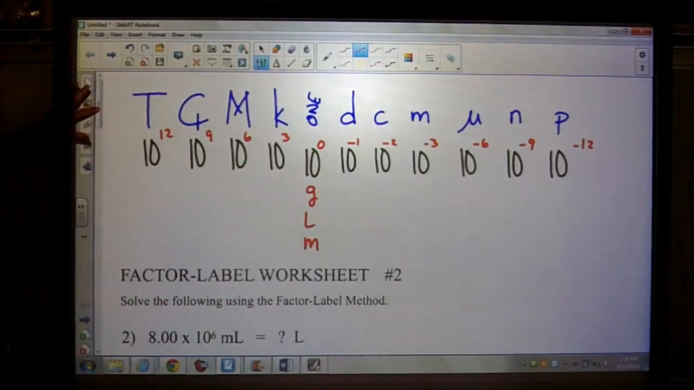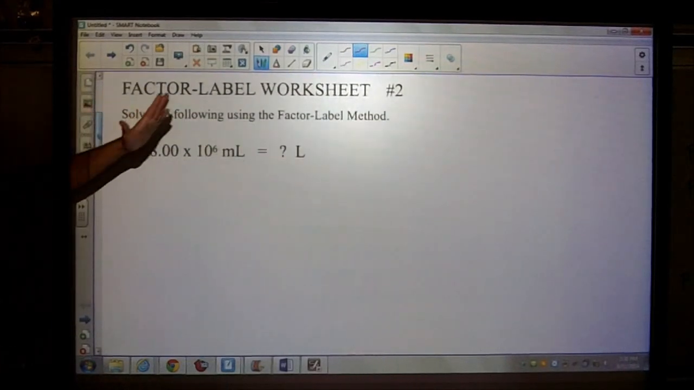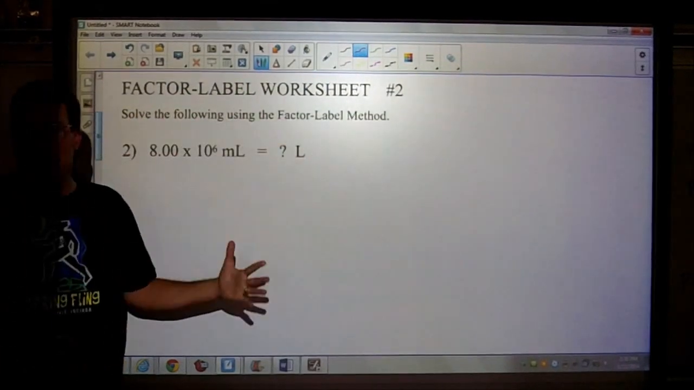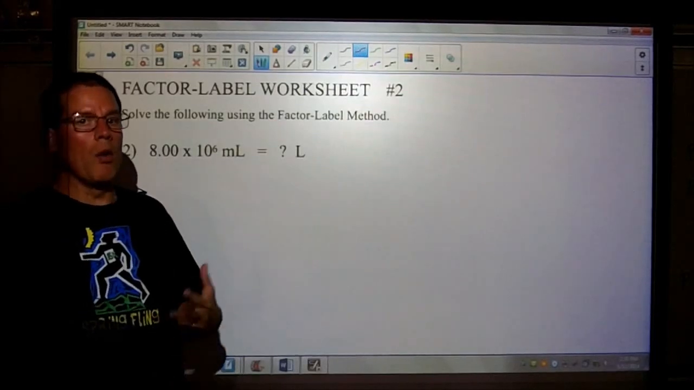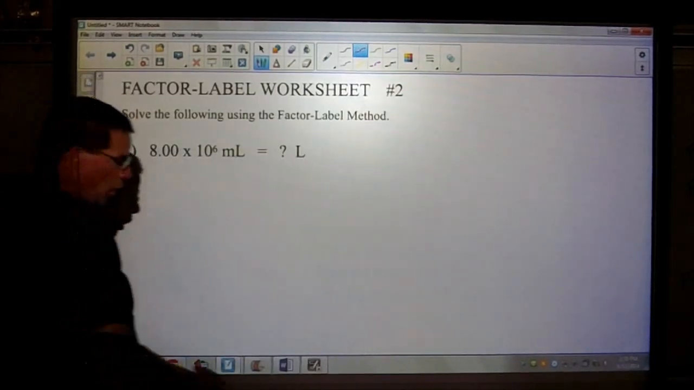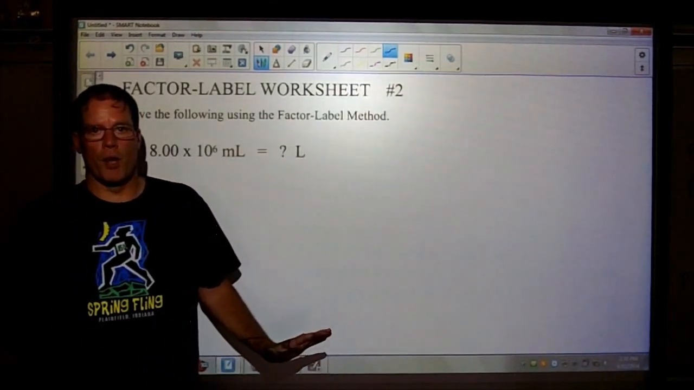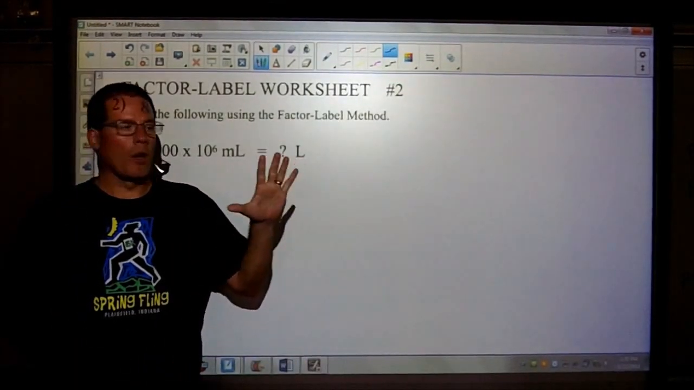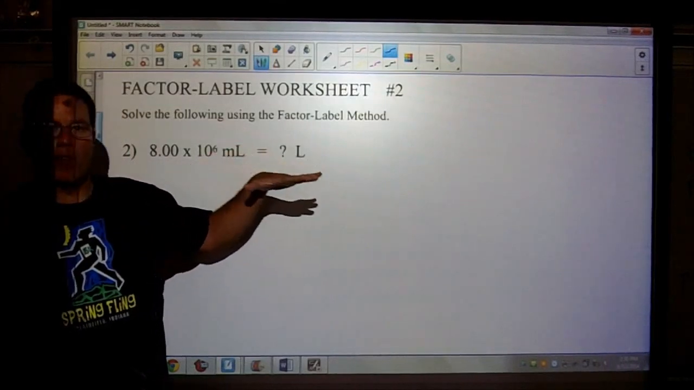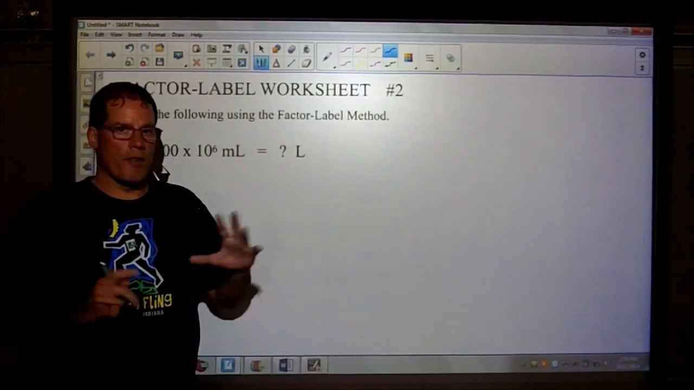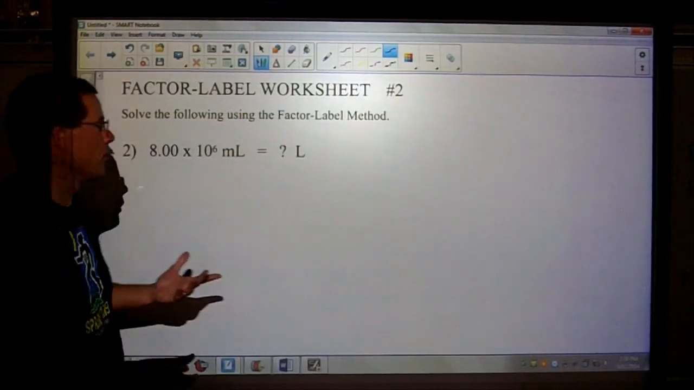All right, so looking at the first problem, we have a milliliter to liter, which is metric to metric, so this should only be one step. So again, start with what you know, and if you haven't watched the first video, be sure to watch it, because I go into very in-depth detail on how to work these out the very first time. So I'm going to go a little bit quicker on this one.